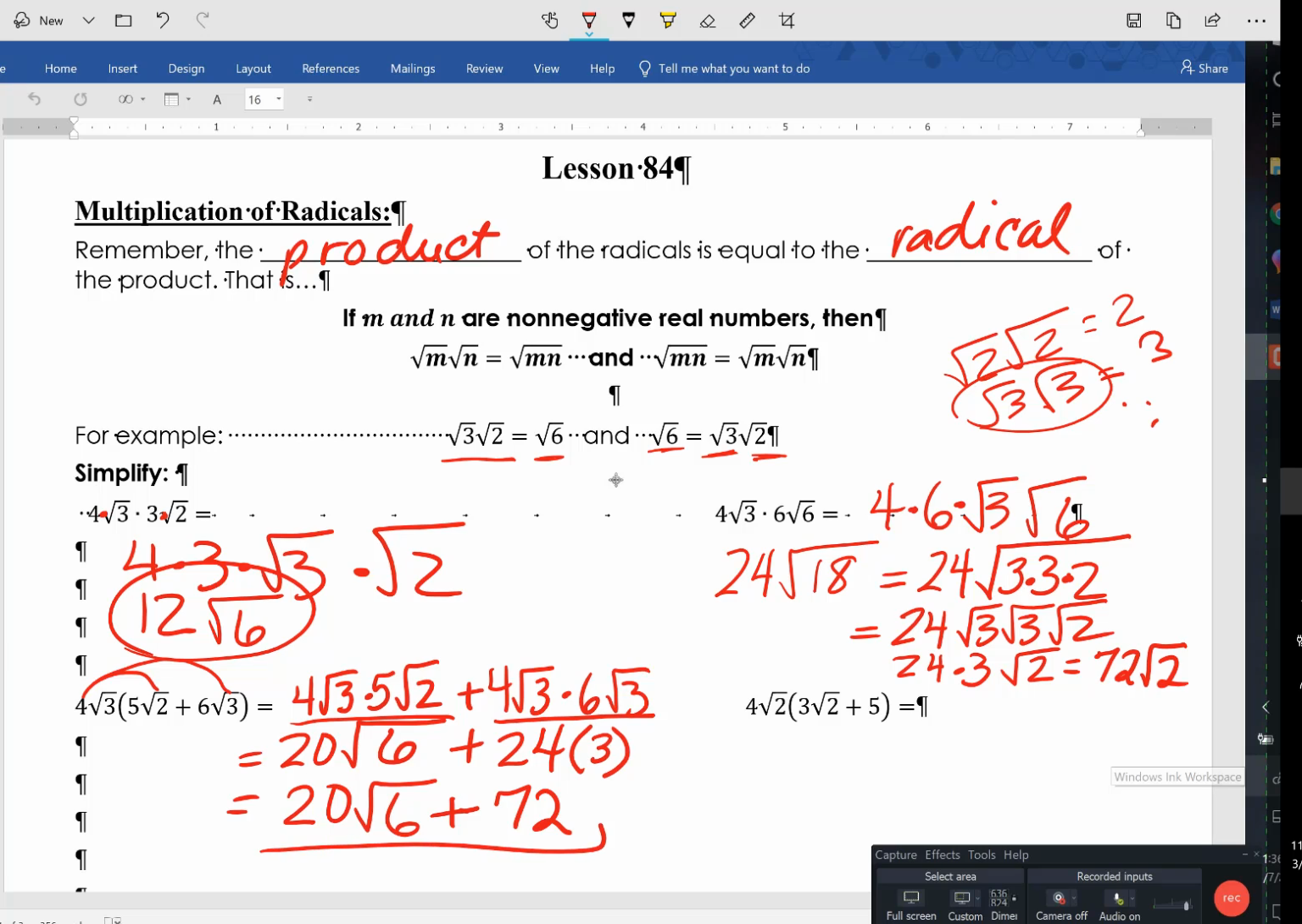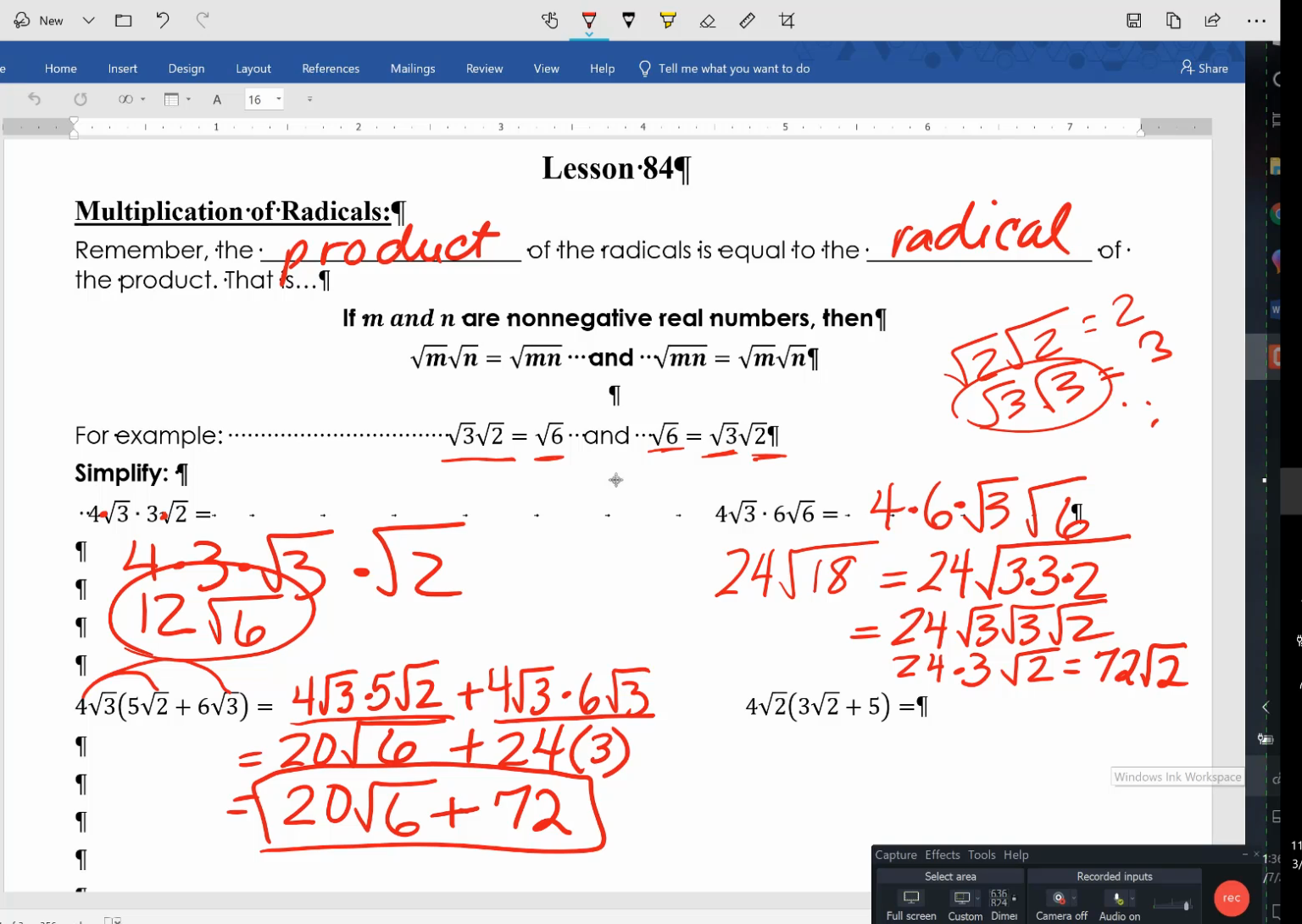So that's all I can do with that problem. You can't add these together. You can only add square roots that are like square roots. So if I had 20 square root of 6 plus 72 square root of 6, I could say that's 92 square root of 6. But right now, these two terms are not like terms. They can't be combined with addition.